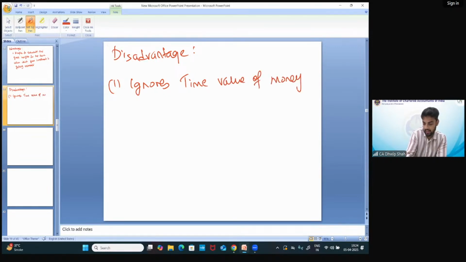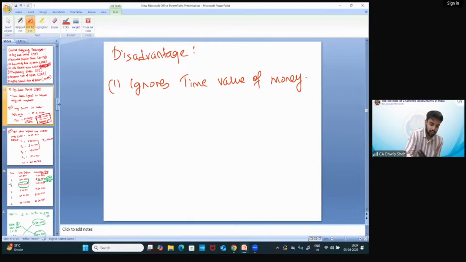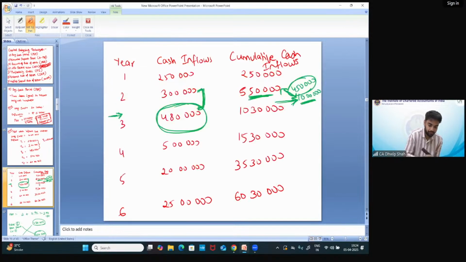See, in this entire technique, we didn't discount any of the future cash inflows. कहीं पे भी हमने डिस्काउंट किया क्या? देखो, we did not discount any of the cash inflows. So payback period technique ignores the time value of money का concept. Are you getting this? This is one of the biggest drawbacks of this technique.